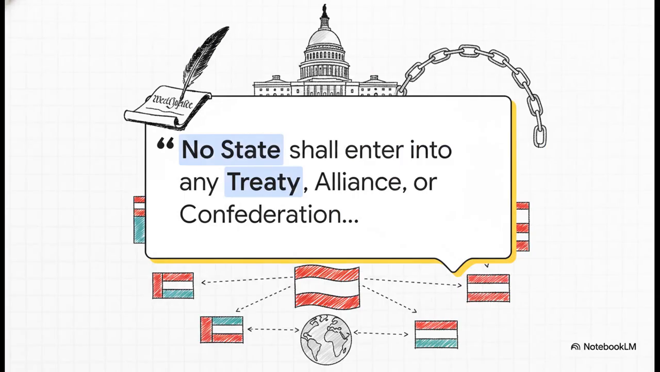So the crucial point is found directly in the evidence of Article 1, Section 10. No state shall enter into any treaty, alliance, or confederation. The reasoning here is immediate and clear. Foreign policy is strictly a national power. If individual states were running around making their own treaties, the United States wouldn't be very united, would it?